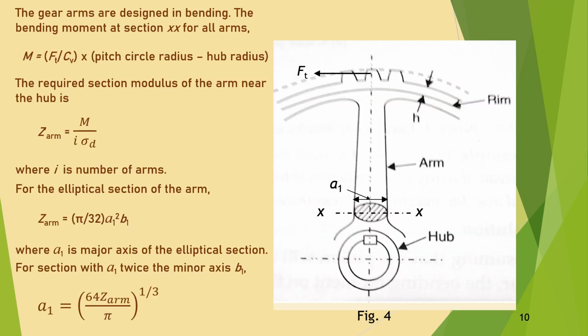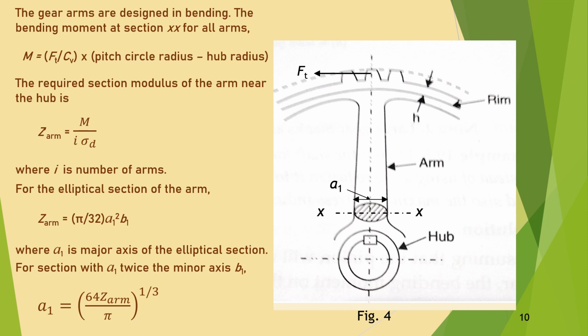The gear arms are designed in bending. The bending moment at section XX for all the arms is M equal to Ft divided by Cv multiplied by pitch circle radius minus hub radius. The tangential tooth load Ft has been divided by Cv because the load is dynamic. And pitch circle radius minus hub radius is the arm for the bending moment.